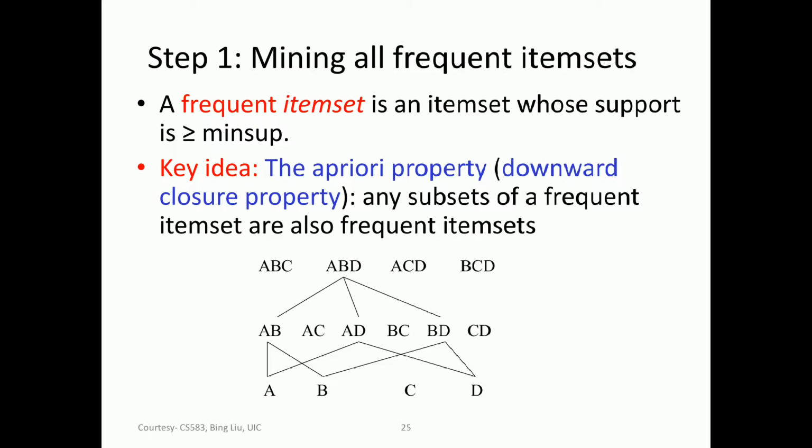In step 1, we mine all frequent item sets. A frequent item set is an item set whose support is greater than or equal to the minimum support. The idea behind this is the Apriori property, the downward closure property: any subset of a frequent item set is also a frequent item set. As we can see, A, B, C, D are the 4 items, and out of that only A, B, D is a frequent item set. So any subset of that frequent item set is also frequent: AB, AD, and BD are frequent item sets.